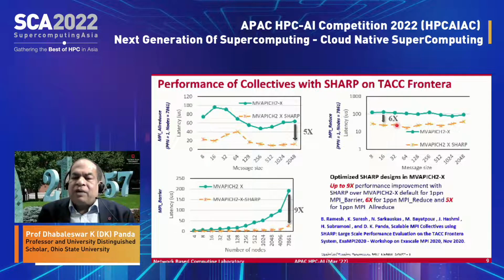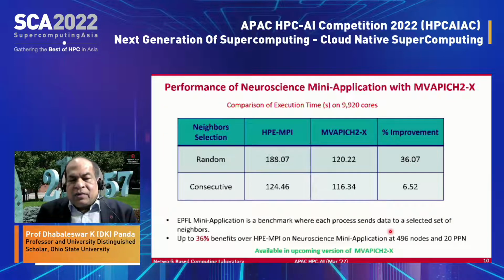And the same thing also happens here, with MPI reduce. Here you can see a factor of 6, and much more detailed results are available. Actually, we presented these in the Exascale MPI workshop. You can take a look at that in detail. So here are some sample numbers on the overall execution time.